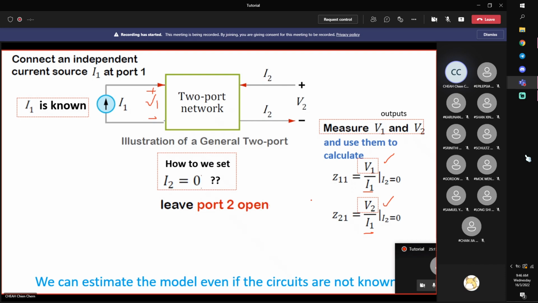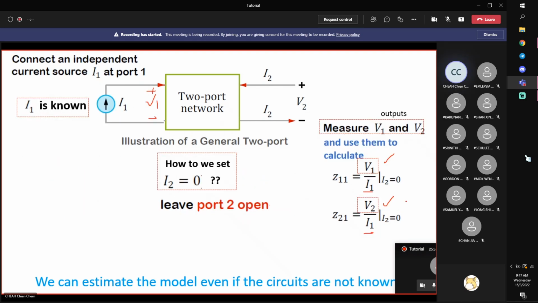Now this is basically an experimental procedure. Though you can use this to analyze your circuits, if the circuit model is known, it's easier to analyze it in another way, which I will go through in the tutorial problems later on. But you need to understand this experimental procedure so that when you do the experiment, you can follow this. It can be used in your theoretical analysis as well, but as I said, there's another way which is easier if the model is known.